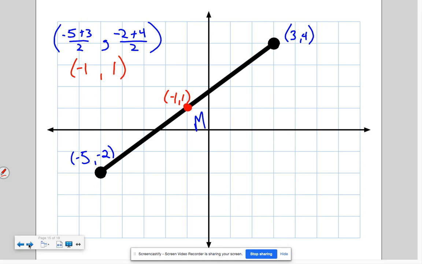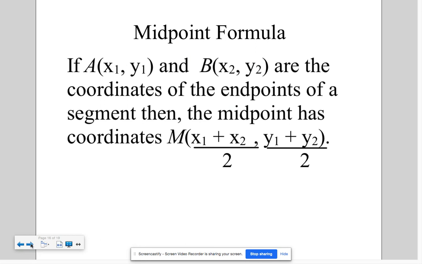You can find the midpoint on a number line by taking the average of the coordinates. You can find the midpoint of a segment on a coordinate plane by finding the average of your x's and the average of your y's. Midpoint formula, this is exactly what we just talked about. We're taking our x's divided by 2 and our y's divided by 2. So if you needed a more standard looking definition and formula, it's right here. Feel free to write that down if you need to.